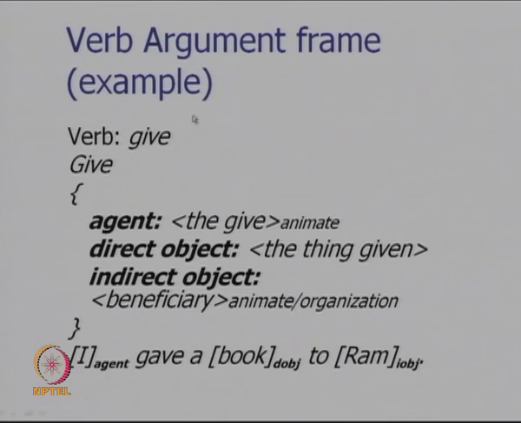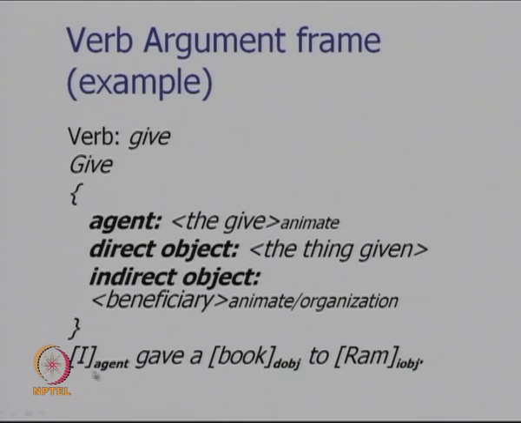Another example for verb argument frame, the last example was for adjective. Give is the verb, and give has as the first argument the agent, and this is the giver, which is an animate entity. The giver is missing here. Direct object is the thing given, indirect object is the beneficiary of the giving action, which can be an animate entity or an organization. So, I, the agent, gave a book, the direct object, to Ram, the indirect object.